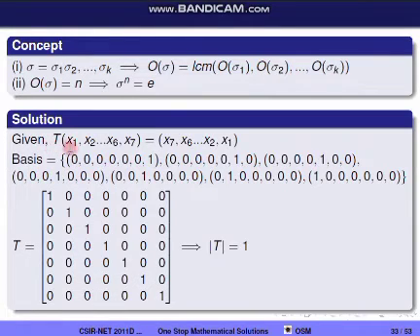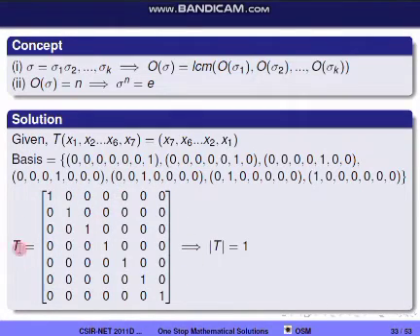So they are given T of x1, x2, up to x7 is equal to x7, x6, up to x1. So I'm finding a basis here. This basis is formed by rearranging the elements of the standard basis of R7. Now I'm finding the images of the basis elements under this transformation and writing them as linear combinations of the standard basis. Once we find that form, the first column will be the coefficients of the first element's image. So T is equal to 1 0 0 0 0 0, so we'll get a matrix like this.